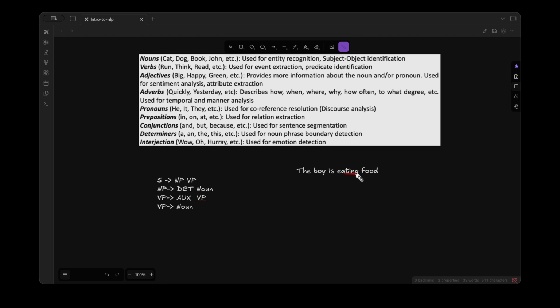The verb phrase will contain another auxiliary and the noun phrase, so from there you can derive the noun itself. So this is the auxiliary verb and this is the verb phrase. The verb phrase will contain another auxiliary and the noun phrase, so you can directly get the noun from there. Okay, we're going to see more examples of it.